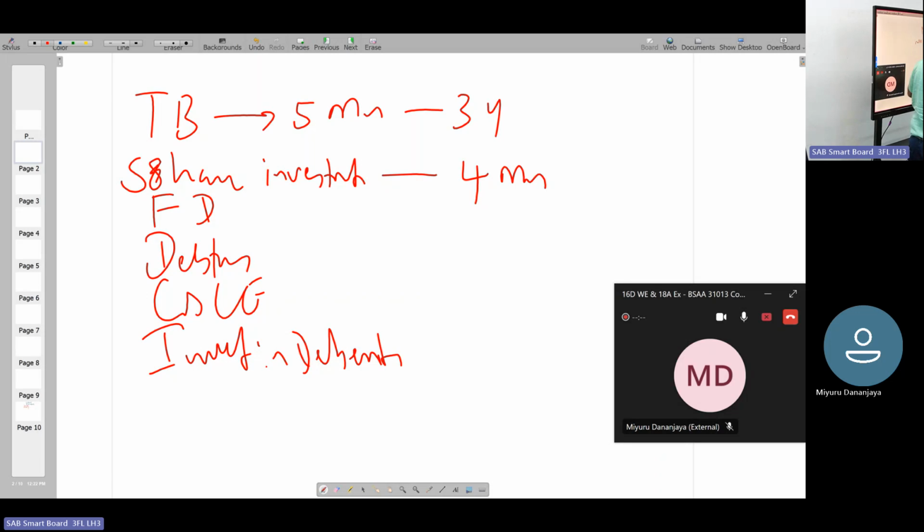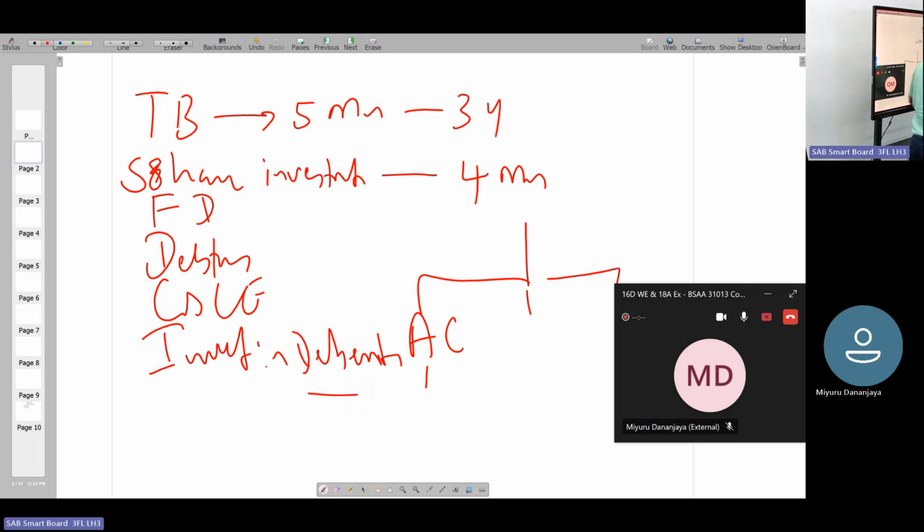Now, these financial assets need to be categorized into 3. First category: amortized cost. First, we need to see whether these instruments are to be categorized under amortized cost. Priority should be given to that.